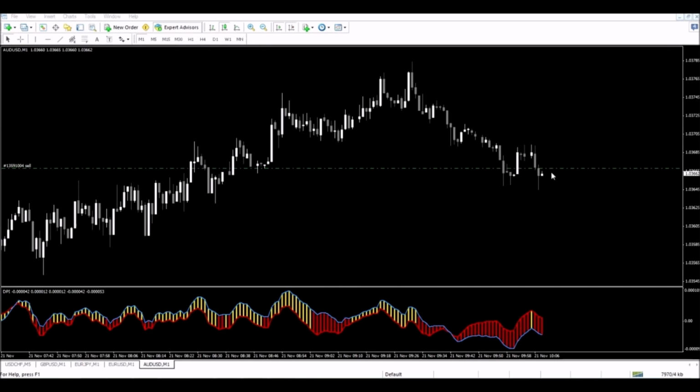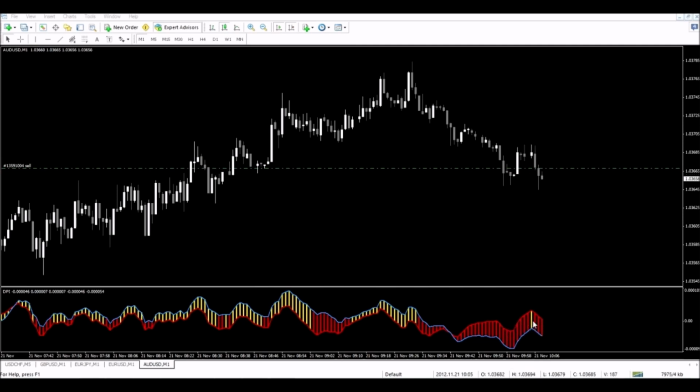And I've just opened a sell trade on the Australian dollar US dollar 1 minute time frame. As usual, all the rules of the rapid results method system were met. We opened the short trade, and we're good. So I've got confirmation from the DPI indicator here.